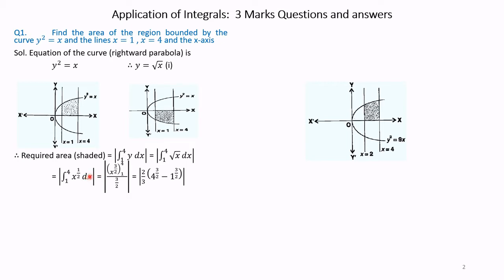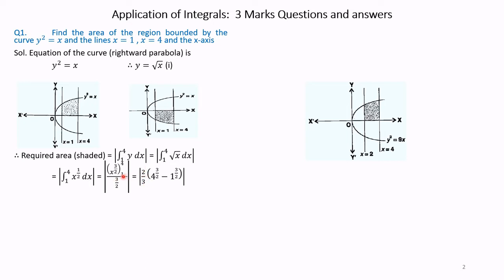Root x is x to the power of half. If we integrate x to the power of half, we know we have to put x to the power of half plus 1 from our knowledge of integration. The integral of x to the power of half dx is x to the power of 1 plus half, with the lower limit 1 and the upper limit 4. Please don't get confused here. Upper limit is 4. Therefore, divided by 1 plus half, that is 3 by 2. When it goes to the numerator, it becomes 2 by 3. Modulus of 2 by 3.